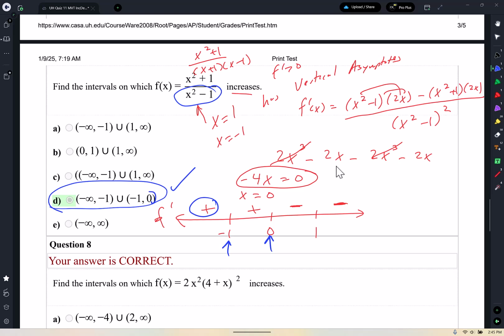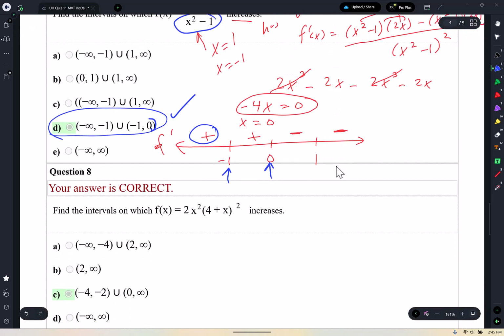Like if you would have had something like x plus 1 over x plus 1, x minus 1, then at -1 you have a hole and you have a vertical asymptote at 1. But if you have factors that don't cancel out with any of the factors in the numerator, then you have vertical asymptotes because you cannot divide by 0. You're undefined. So it's not part of your domain. You know what I mean?